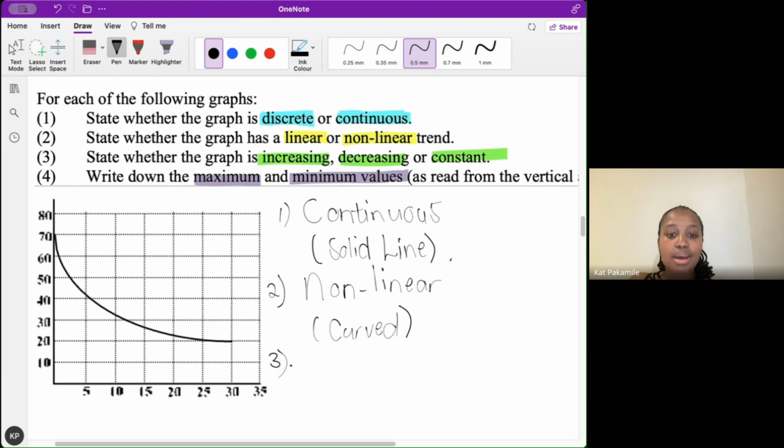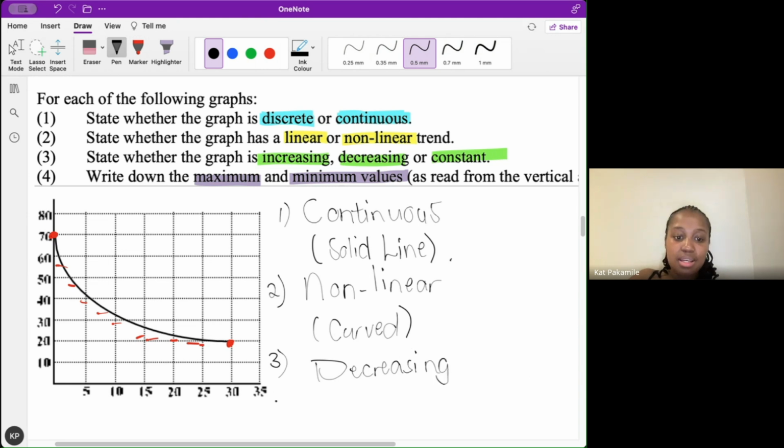Number 3, do we have an increasing, a decreasing, or a constant graph? Nice. It is decreasing, guys. The first value of this graph is 70, and we end up at 20. The points are slowly getting smaller and smaller and smaller and smaller. So this is definitely a decreasing graph.